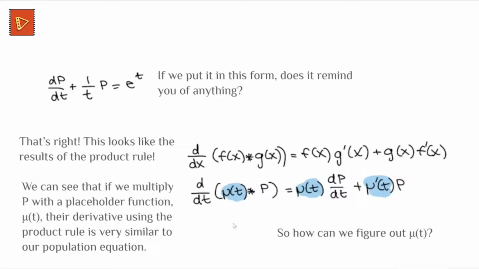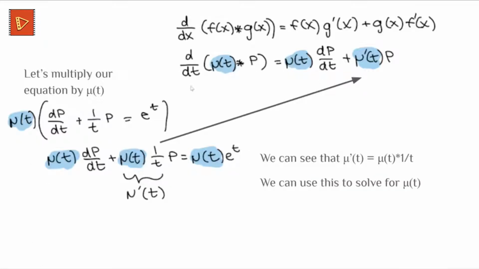So how will we be able to figure out mu? Well, let's multiply our original equation by mu, and we can see that it looks very similar, the left side, it looks very similar to the results of the product rule, except for one discrepancy. We can see that instead of mu prime, it's mu times 1 over t. So this is actually very good for us because we can find mu based on this. We can say that mu prime equals mu times 1 over t.